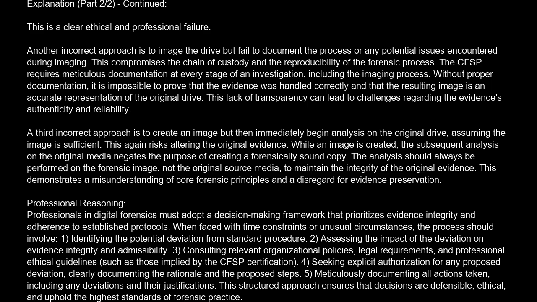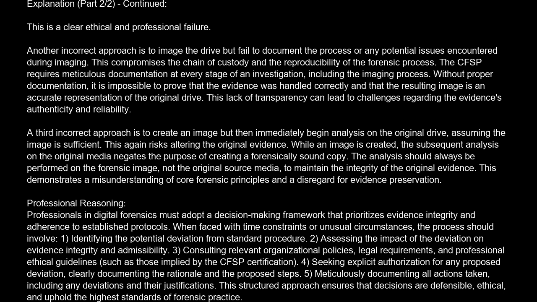A third incorrect approach is to create an image, but then immediately begin analysis on the original drive, assuming the image is sufficient. This again risks altering the original evidence. While an image is created, the subsequent analysis on the original media negates the purpose of creating a forensically sound copy. The analysis should always be performed on the forensic image, not the original source media, to maintain the integrity of the original evidence. This demonstrates a misunderstanding of core forensic principles and a disregard for evidence preservation.